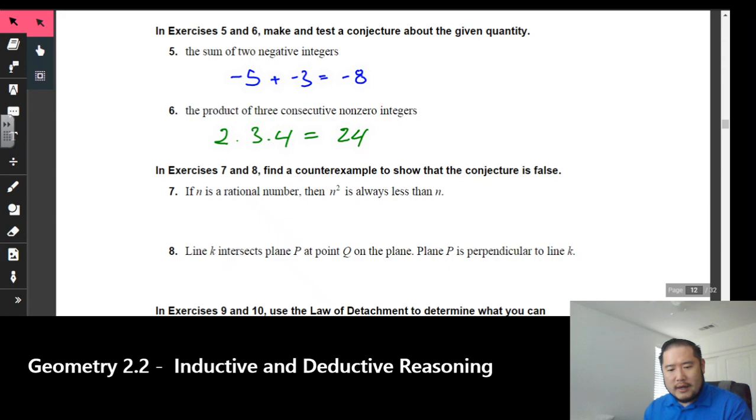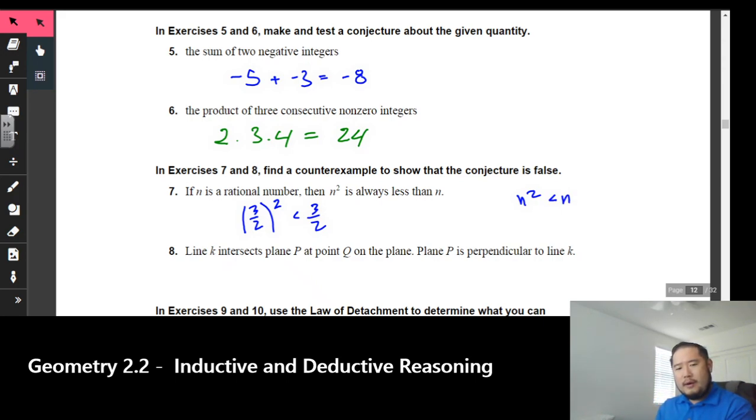So let's think right here. If n is a rational number, then n squared is always going to be less than n. The example I'm going to give right here is let's say, for example, we have 3 halves. Okay? So if I have 3 halves right here, let's say this is n, and I square it, it's saying that it's supposed to be less than 3 halves. Okay? That's the statement. So n squared is less than n is what's being told.